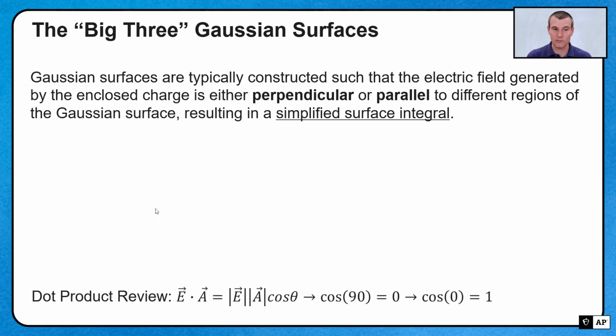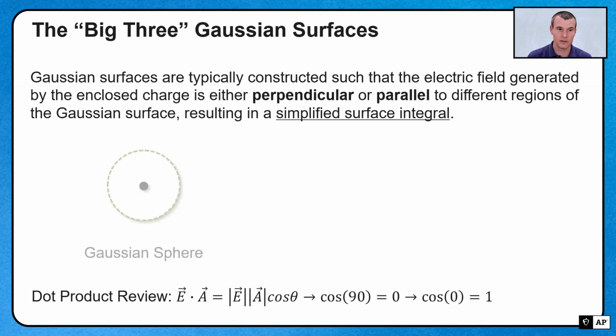Why? As a quick review of the dot product, if we do E dot A, for example, if we do cosine of 90 degrees, that's going to cancel out. If the vectors are perpendicular, it'll cancel out to 0, versus if they're parallel pointing the same way, that'll make it be 1. So that simplifies it, and that's what we're looking for.